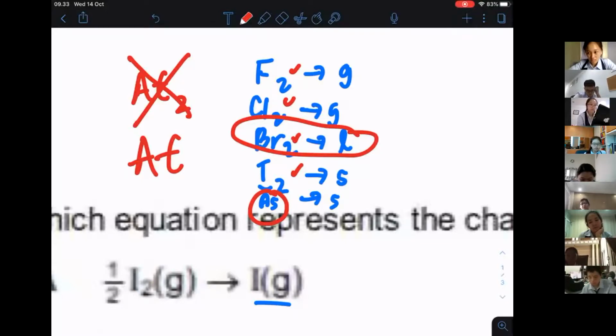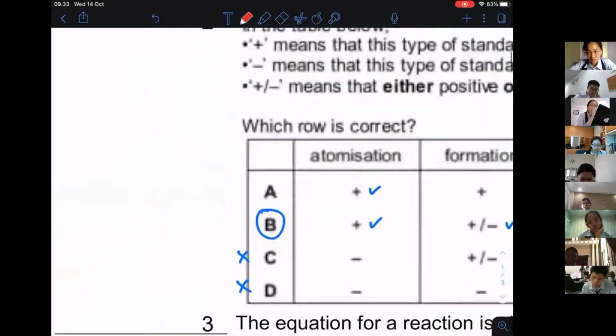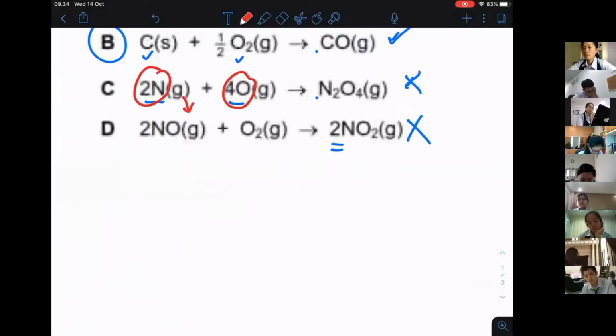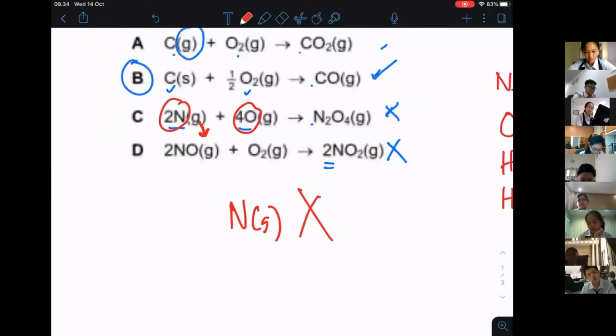Does it answer your question, Josh? Yeah. So it cannot be O, it cannot be nitrogen like that. You don't get nitrogen gas in the form of N. There is no N gas. It doesn't exist. So that is the explanation for that.